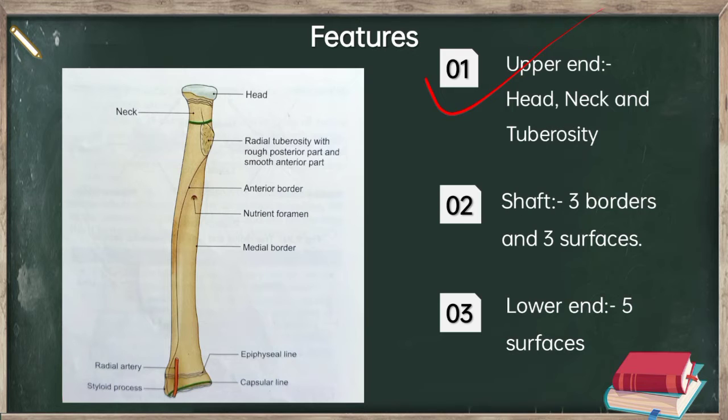In features, upper end we have head, neck and tuberosity, radial tuberosity. So head is a disc shape and is covered with hyaline cartilage. It has a superior concave surface which articulates with the capitulum. In the humerus video I have already explained everything about capitulum and trochlea. So if you haven't seen the video, kindly go through it. I'll paste the video in the description. Alright, the head articulates with the capitulum of the humerus at the elbow joint.